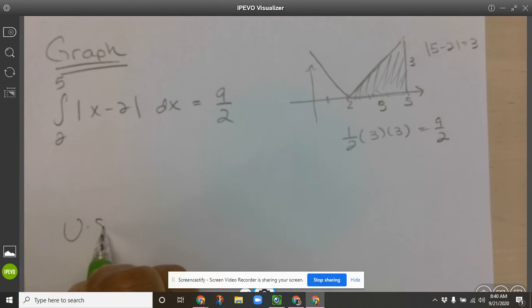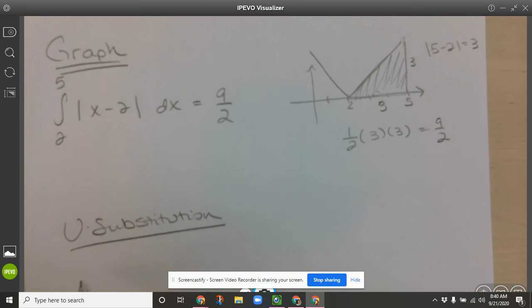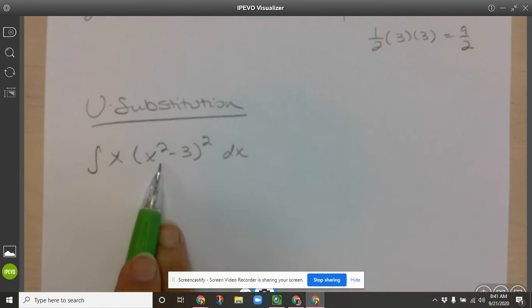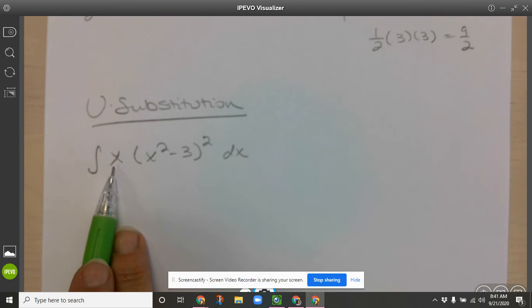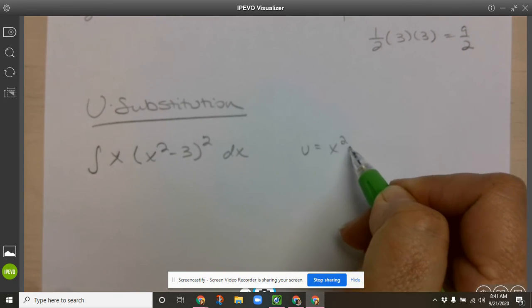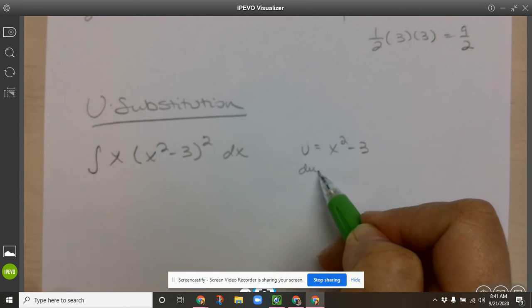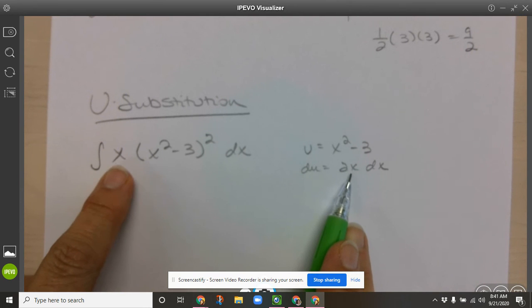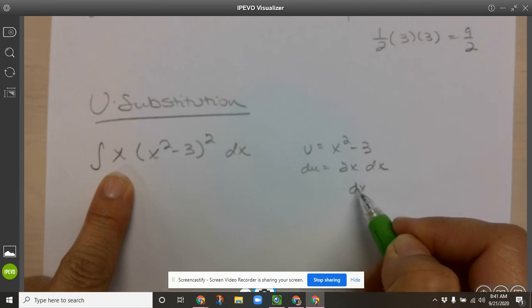Finally, let's look at a quick example for u substitution. And I'm going to do an example similar to the first example I did for rewrite. But notice the difference here is that we are actually multiplying by the x. And so I can do u equal to x squared minus 3. My du is 2x dx. And so in this case, I have that x there to cancel this out.